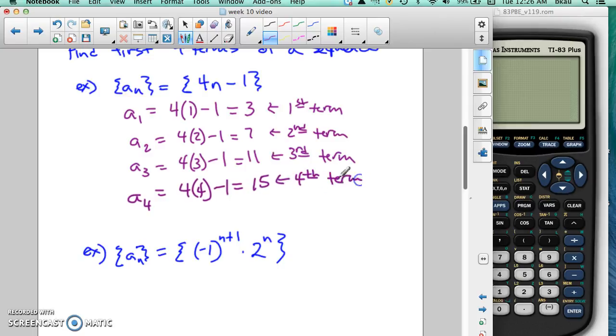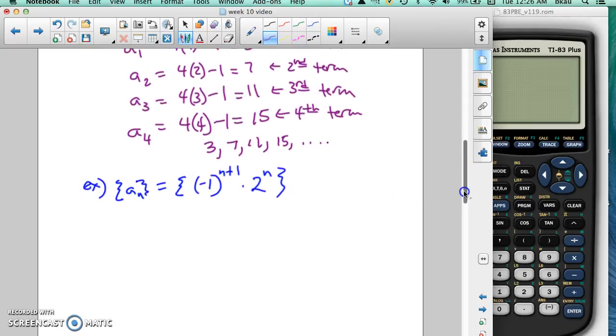So we're evaluating this by plugging in the values 1 through 4 for n to find the terms themselves. So if we were to write this out as a sequence, we'd write 3, 7, 11, 15, and then we'd continue on in that sequence. So this would be a sub n. Okay, that would be my sequence there.